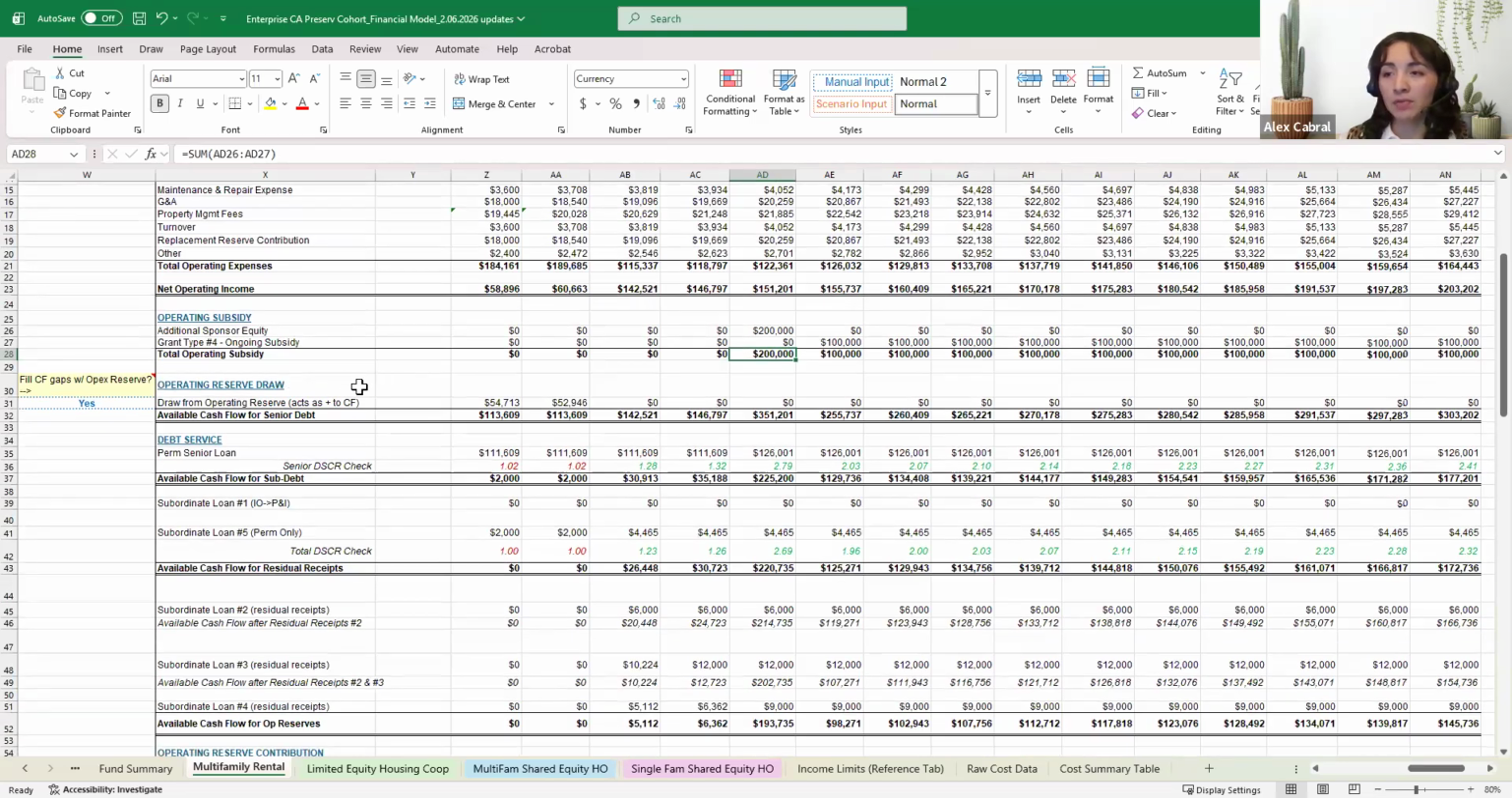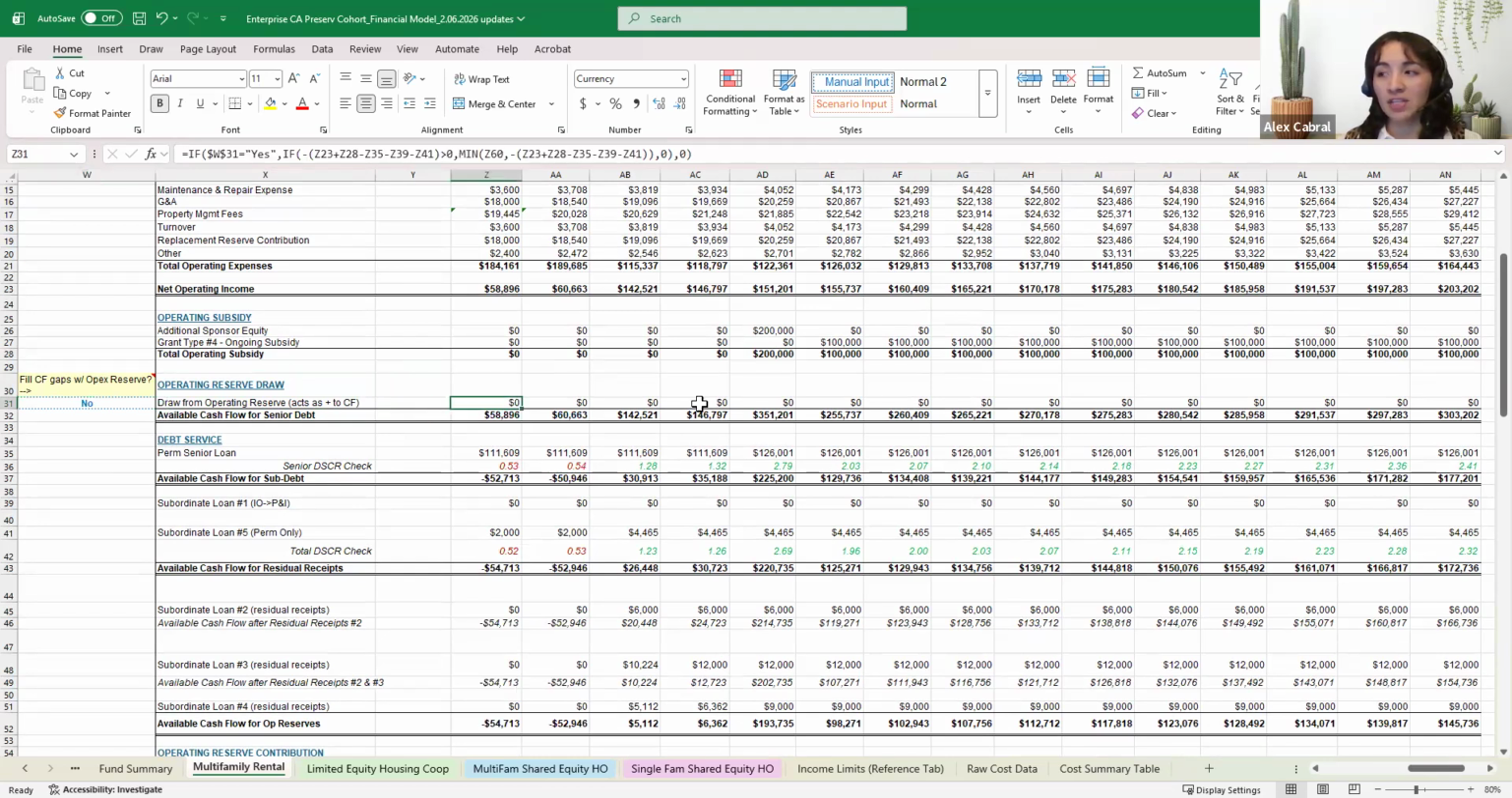Here we have the operating reserve draw. There was a request from the group, and some lenders allow any cash shortfalls to be filled by drawing on the operating reserve. So we actually included a toggle here if it's allowed or if it's not allowed.